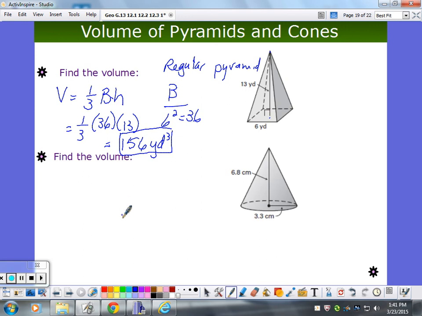156? No, that's right. Now this is a cone. So it's really the same thing. It's 1/3 of a cylinder's volume. So 1/3 pi r squared h. R they're telling us. H they're also telling us. Pretty easy, this one. 1/3 times pi times 3.3 squared times 6.8. That's my height.